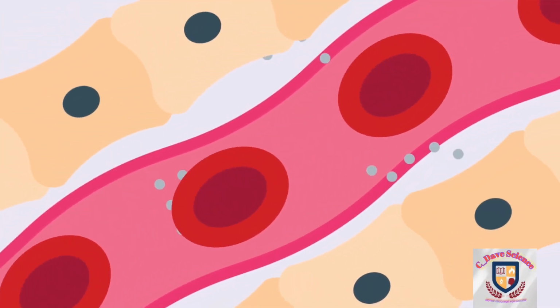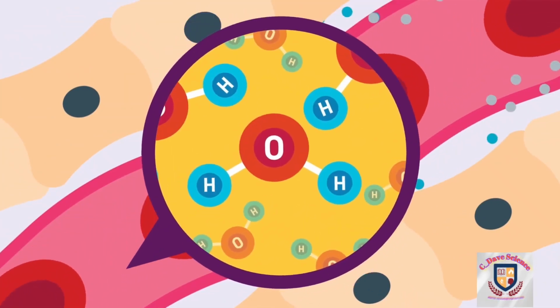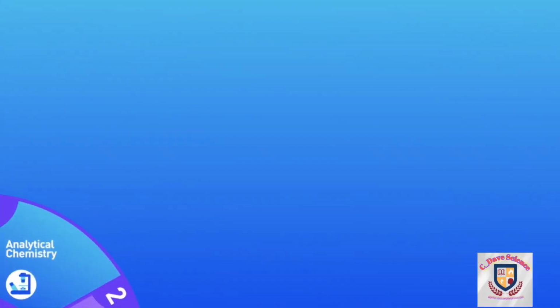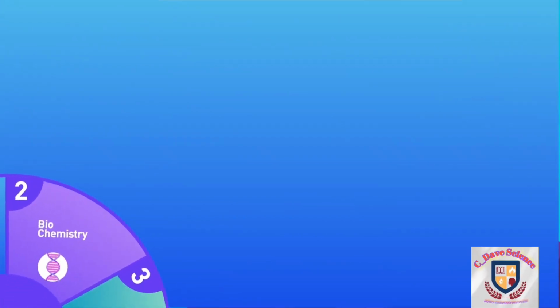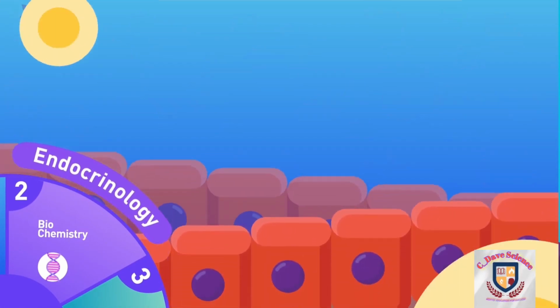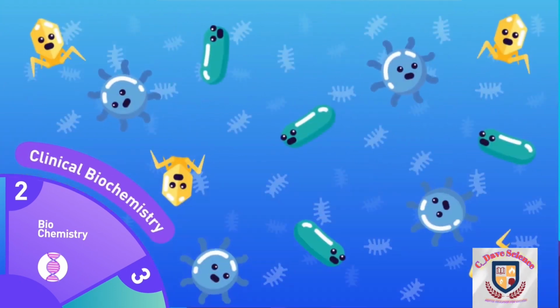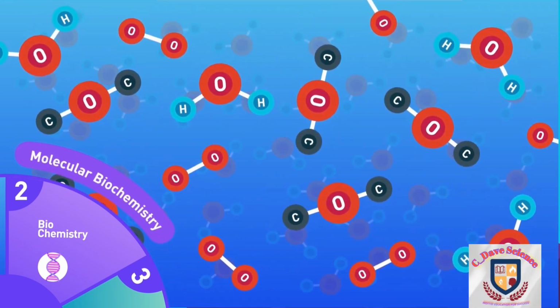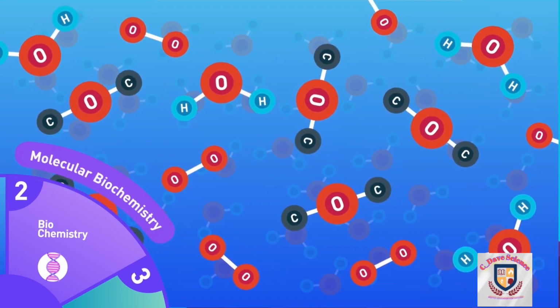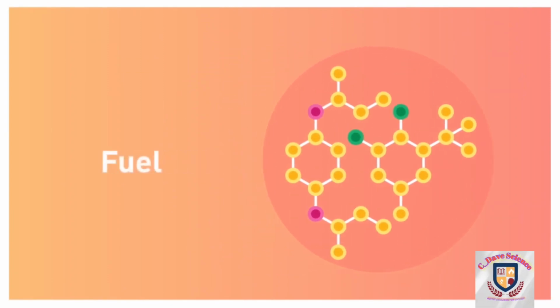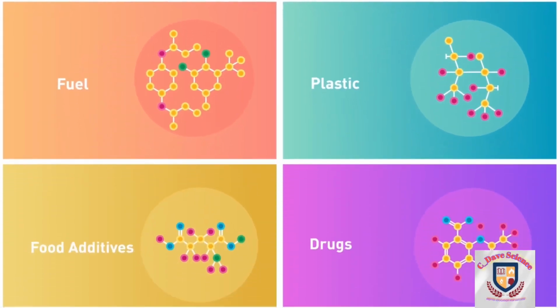Everything in the body is made up of atoms and molecules of different chemical compounds, like carbon, oxygen, and hydrogen. This is what we study in biochemistry. Biochemistry can further be divided into interesting disciplines like enzymology, which is the study of enzymes, endocrinology, which is the study of hormones, clinical biochemistry, which is the study of diseases, and molecular biochemistry, which is the study of biomolecules and their functions.